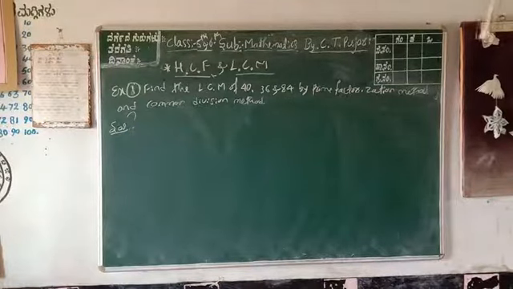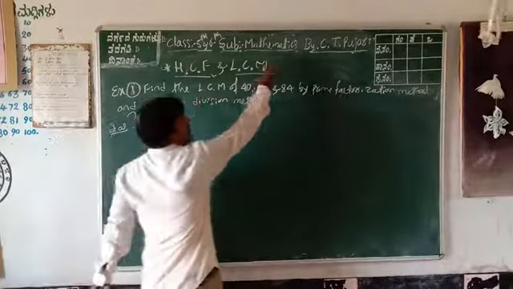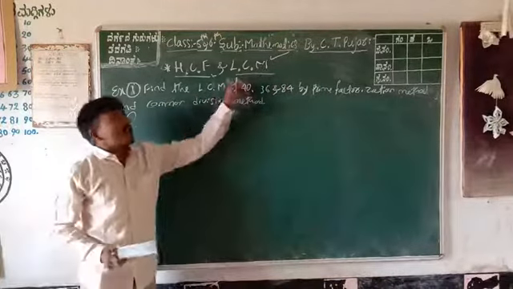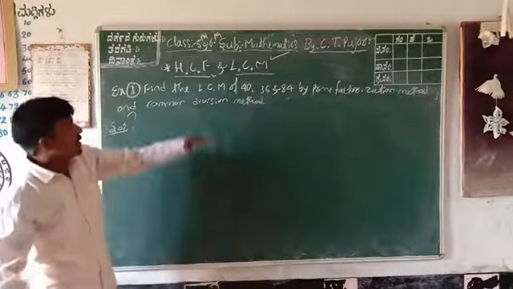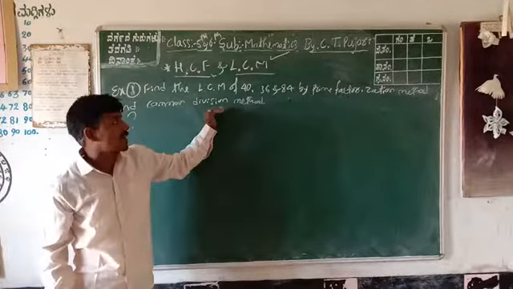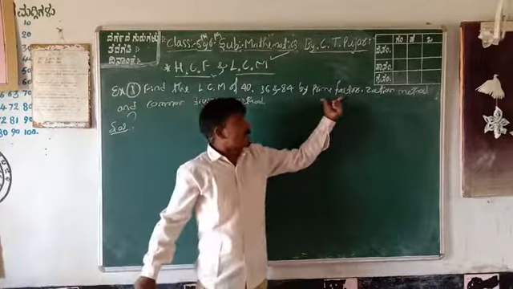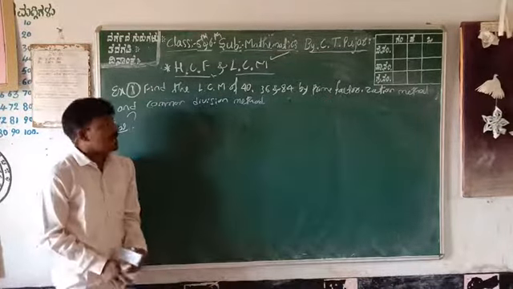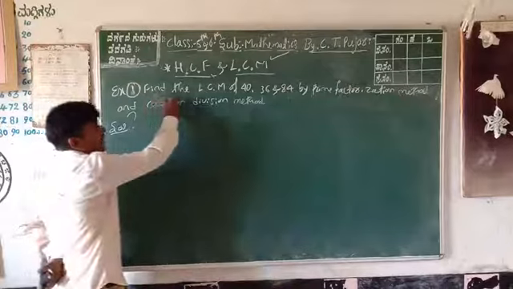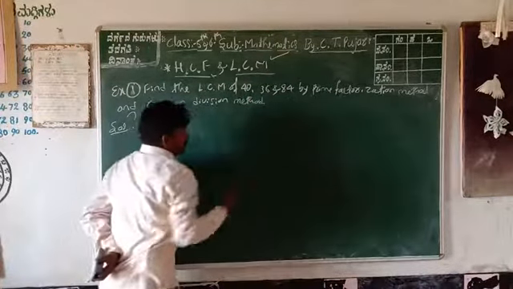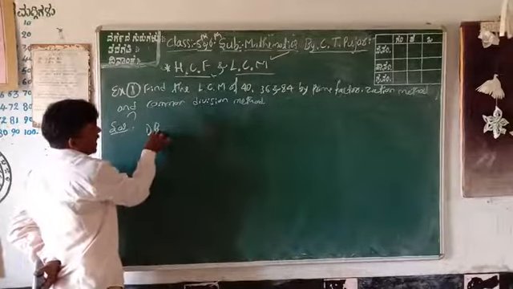Okay, in the LCM also, next you can learn how to find the LCM. LCM means the least common multiple. You can find the LCM of the given numbers. There are two methods here. One is prime factorization and the other is the common division method. The first one is to find the LCM of the given numbers by prime factorization.